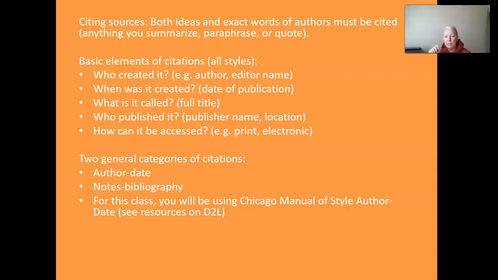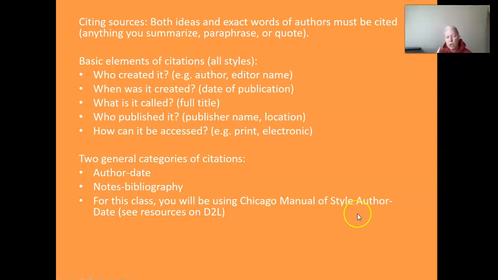So those elements are who, when, what, who published it, and how can you get it, right? Who wrote it, when was it created, what's it called, who published it, and how can it be accessed, right? That's it. It's really not that complicated. Everything else having to do with citations is just stuff like punctuation and order, right? So all citations are going to have this stuff, but the convention is to do it in a systematic way.